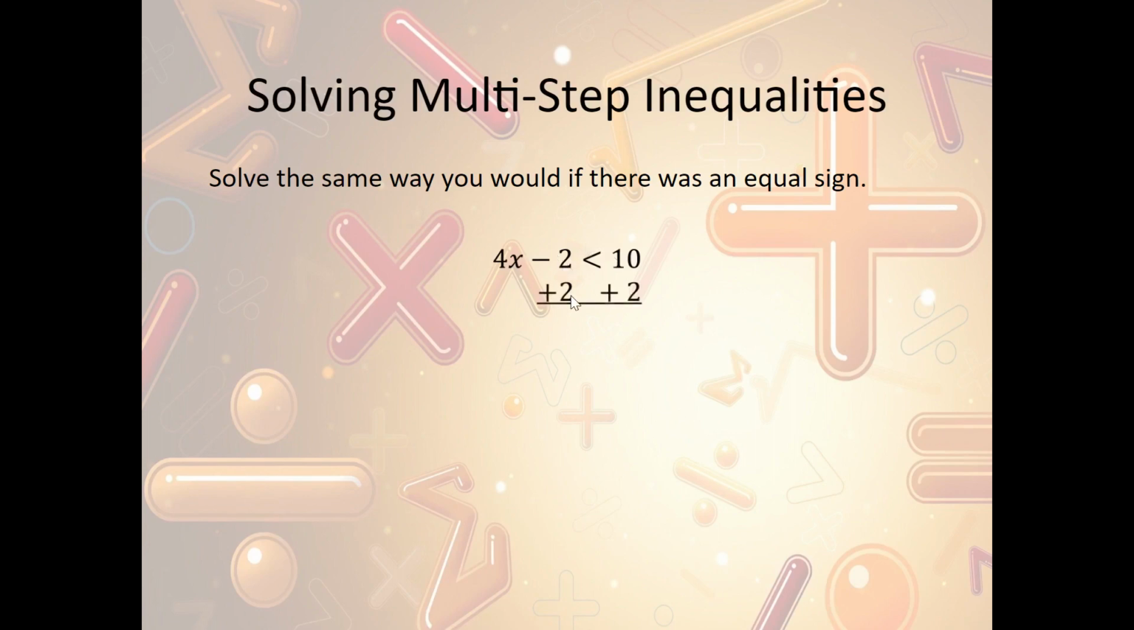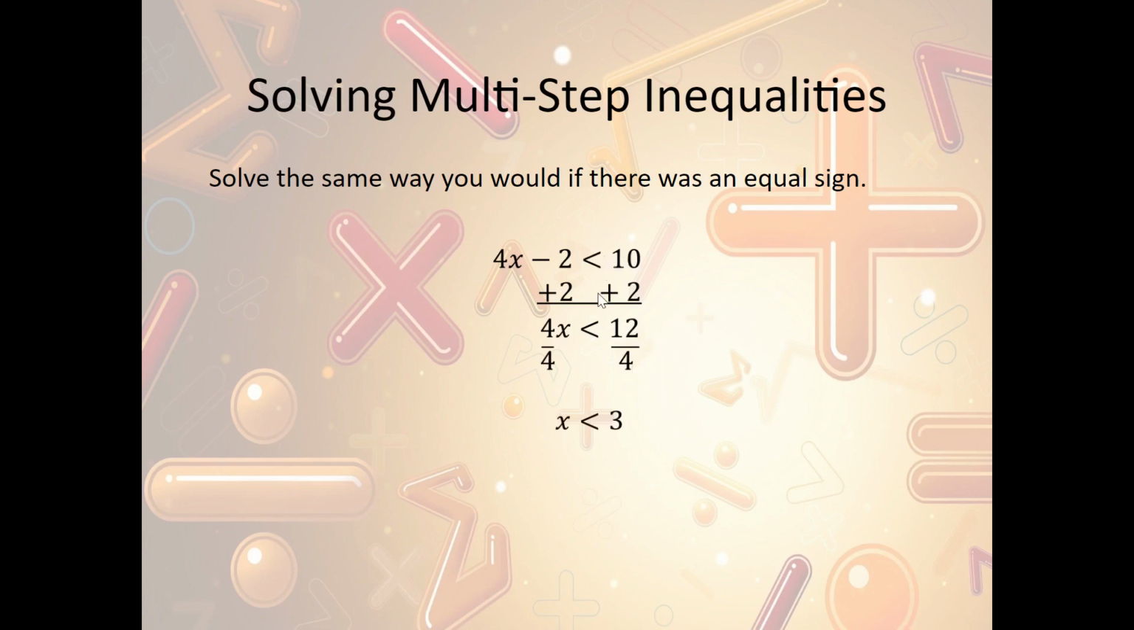So we'll start by adding 2 to both sides, and we get 4x is less than 10 plus 2 is 12. Then we get rid of this 4. The 4 is multiplying by x, so we're going to undo that by dividing. So 4 divided by 4 is 1, which is just 1x, which is what we want, so just x. And 12 divided by 4 is 3, so we get x is less than 3.